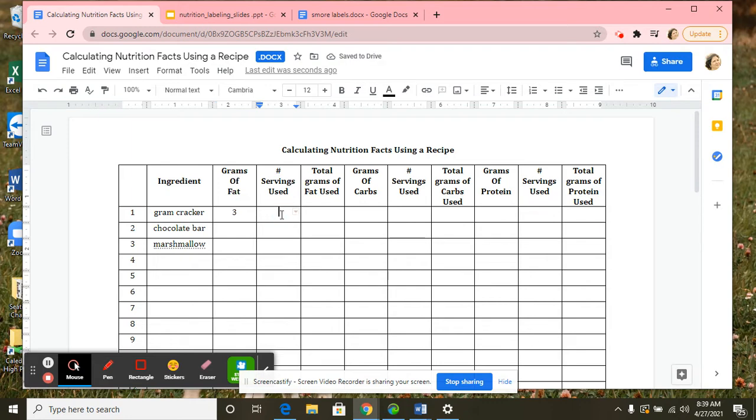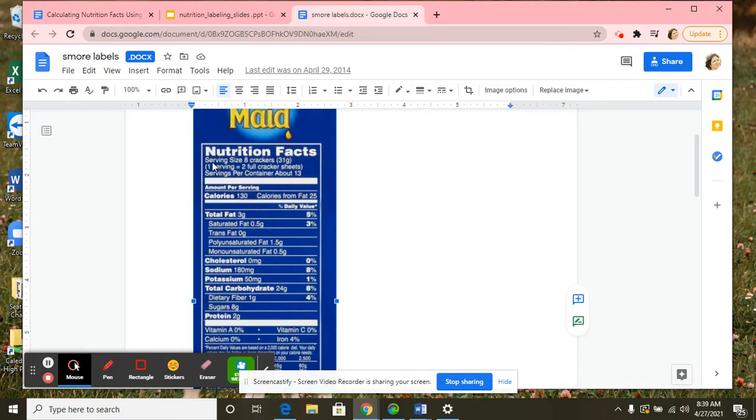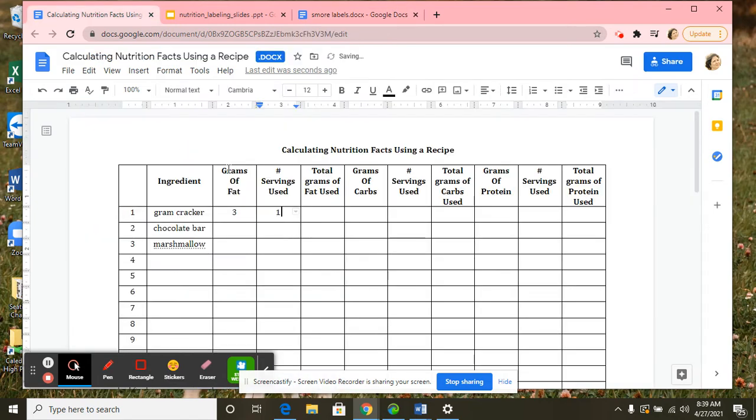Then it asks me how many servings are used. So we have to think about when we make a s'more, we're using 1 full cracker and breaking it in half. On the nutrition facts, it says that the serving size is 8 crackers, which is equivalent to 2 full cracker sheets. So we are only going to use 1 cracker sheet. So we are using a half of a serving. So I'm going to put a half in here. Because I'm using half a serving for the graham cracker, I can put that in for all of the number of servings used.